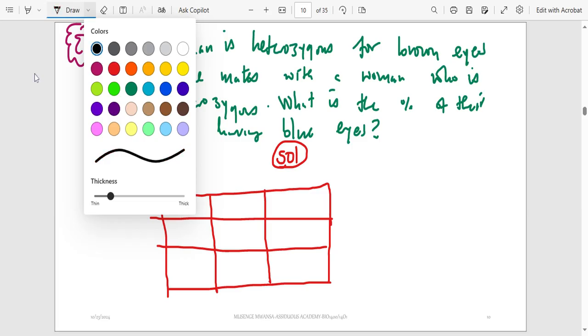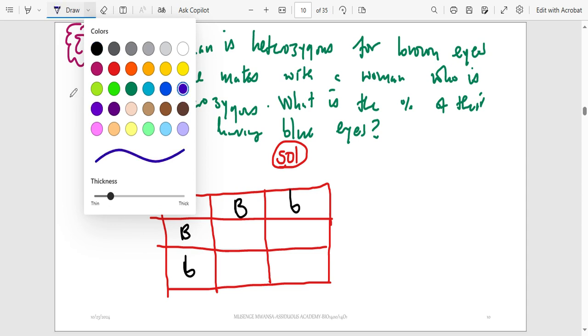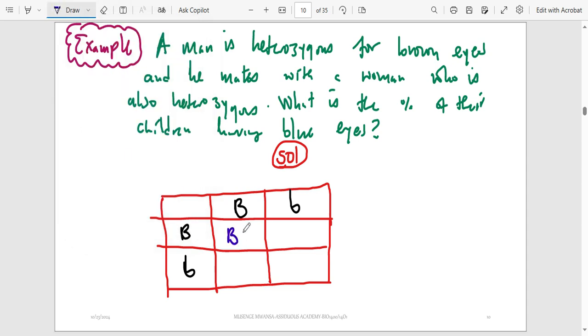Remember, both parents are heterozygous, meaning that both have a capital B and a small b. Of the offspring, you are going to have a capital B and capital B. This will be capital B and small b. This is going to be a capital B and a small b. This will be small b and small b. So you can also find what we call the genotypic ratio, just looking at the genotypes. Capital B capital B, we only have one. Capital B small b, we have two of them. And small b small b, we have one. So this is the normal genotypic ratio for a monohybrid cross, 1 to 2 to 1.